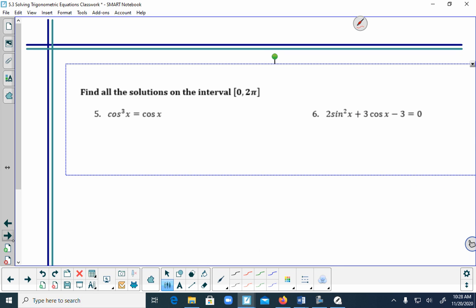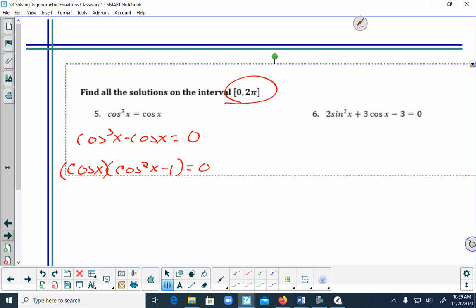Okay, number 5, again, can't divide anything by what might be 0. Paying attention to the directions, I'm just doing one lap around the unit circle, and that is it. I'm not adding any multiples of 2n pi at the end. So here I'm going to subtract cosine x from both sides. I know it looks like you could divide both sides by cosine, but if you do that, you're losing a 0, and you don't want to lose your zeros. So here I'm going to factor out a cosine x, and I'm going to have cosine squared x minus 1 is equal to 0. Using the zero product property, I'm going to set cosine x equal to 0 and cosine squared x minus 1 equal to 0.